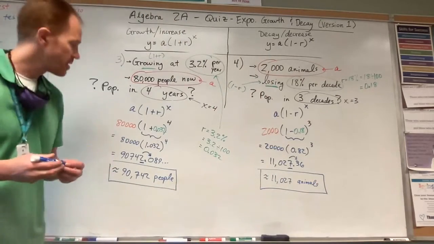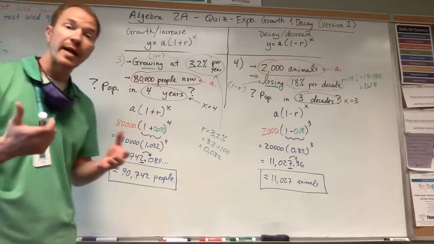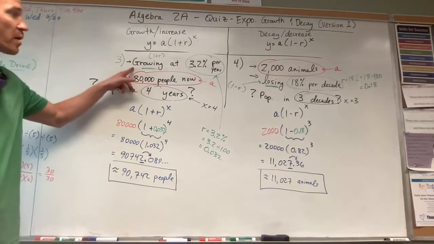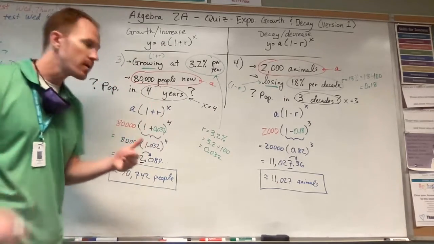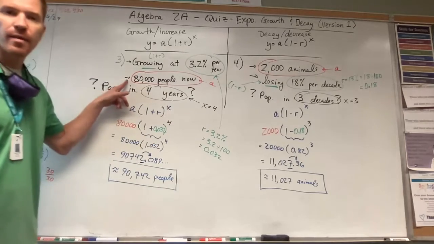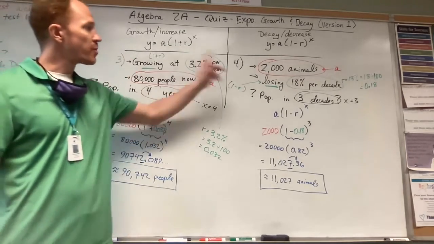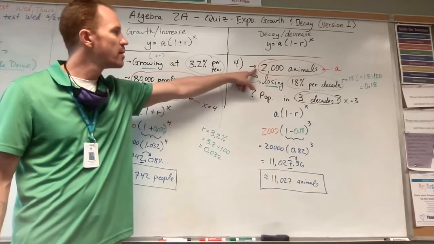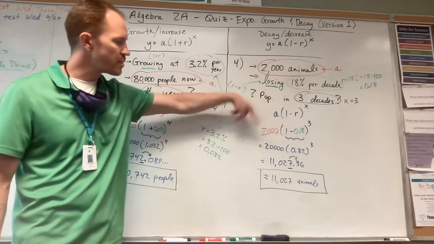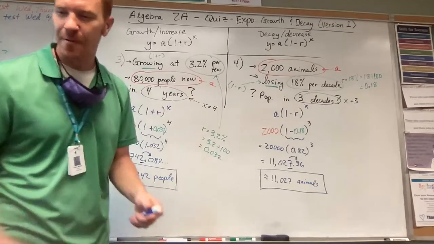I think the last thing I'll say on numbers 3 and 4, of course, is thinking about if our answers are reasonable. Number 3, we have a population that's growing, so numbers should be getting bigger. I could tell you right away that our answer should be more than 80,000. Number 4, we're losing, should be getting smaller, so our answer should be smaller than 2,000. And whoops, I put in 20,000, didn't I? Oh boy. Let's fix that real quick.